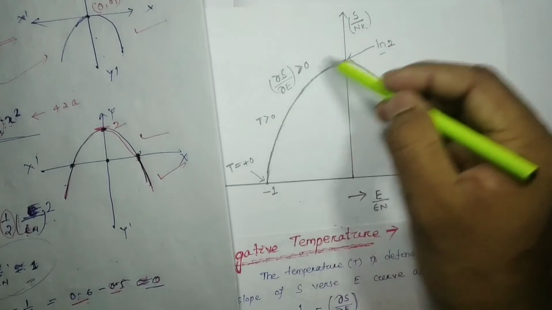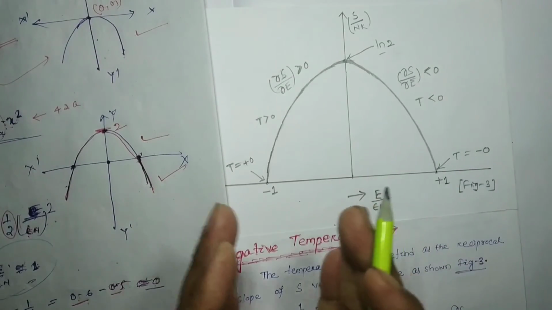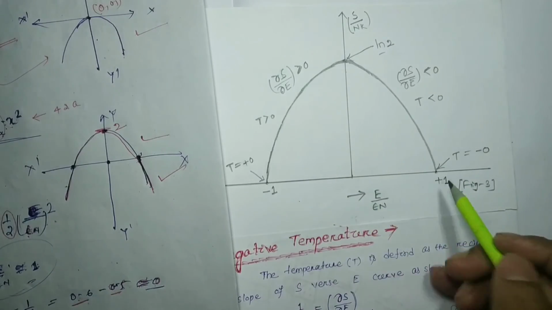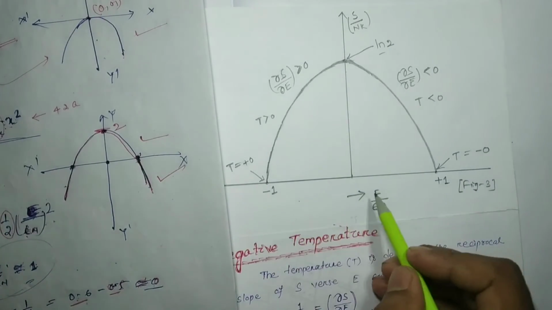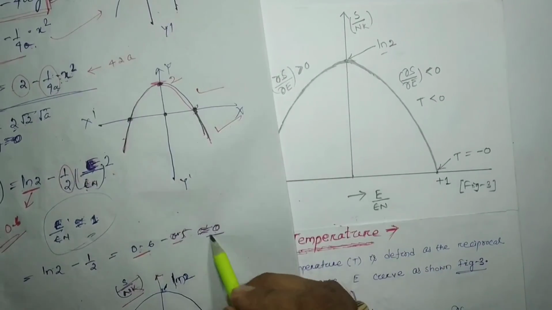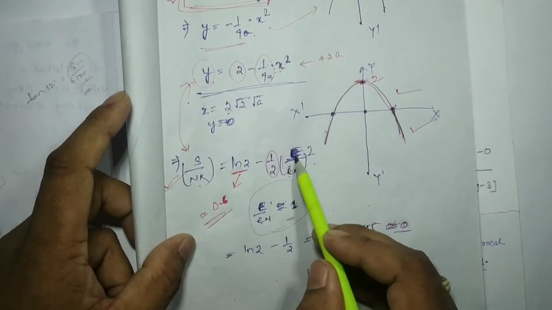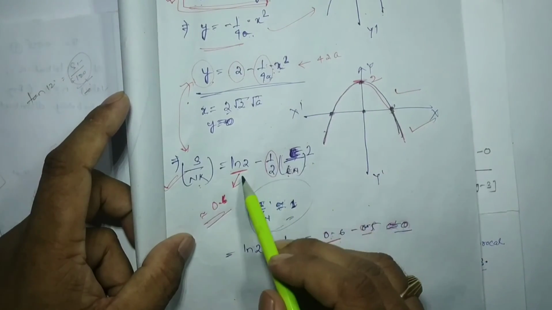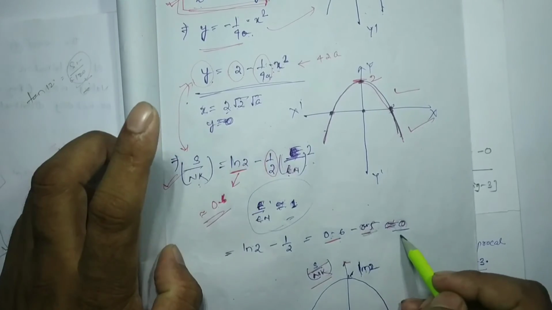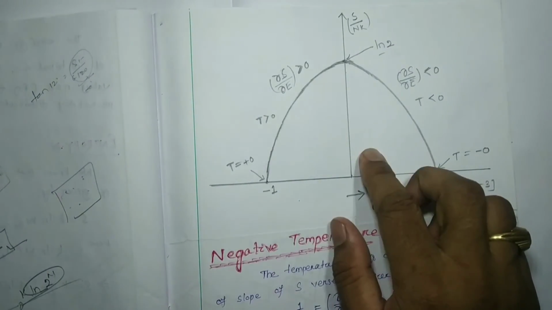The graph will be this one. Here we just constrained our graph from minus 1 to plus 1. Even if we consider E by epsilon n as minus 1, then also we are going to get 0. See, minus 1 square will be 1. So log 2 value 0.6, 1 by 2 value 0.5, approximately 0. Okay, so this will be the graph.